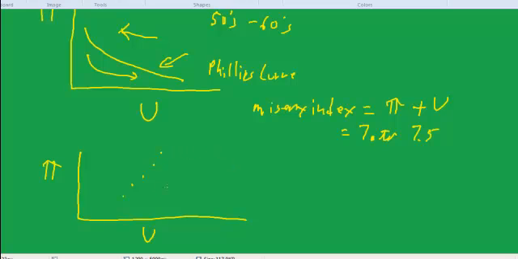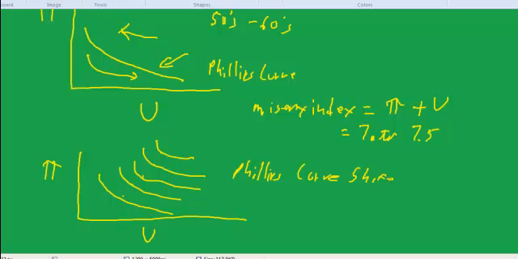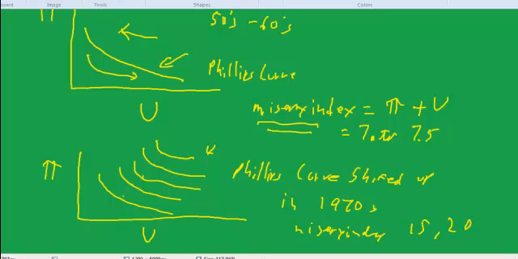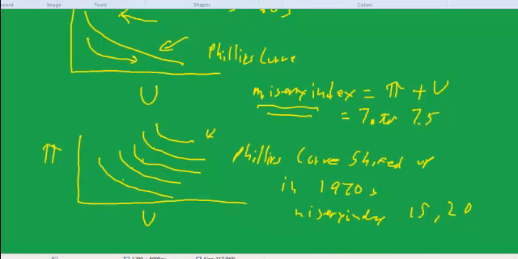And the way mainstream economics ultimately came to interpret that was that the Phillips curve kept shifting up. The Phillips curve shifted up in the 1970s, and that's actually when this term misery index was coined, because the misery index would get up to 15 to 20%. That is, inflation plus unemployment rate would total 15 or 20%.